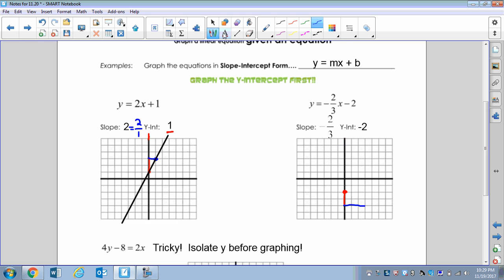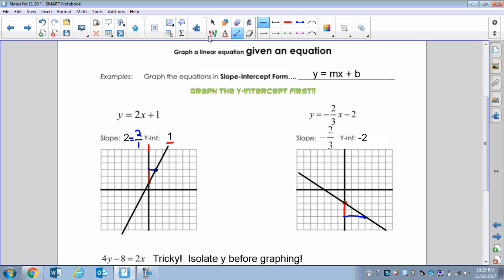And now that I have my points here and here, I'm going to connect them. And I'm going to extend that slope out one more time just so I can connect this all the way out. And we're all set there.